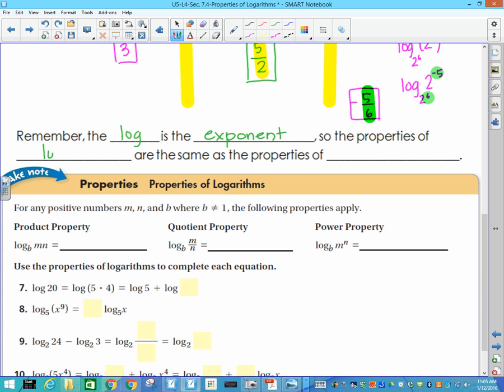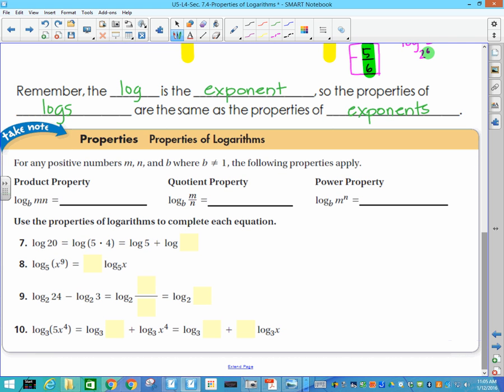So the properties of logarithms or logs are the same as the properties of exponents. Okay, so I'm going to review the properties of exponents. Our product property with exponents tells you that x to the second times x to the third equals x to the, what do I do to the exponents when I multiply? I add them. X to the third over x squared. What do I do to the exponents when I divide? I subtract them, and 3 minus 2 is 1.